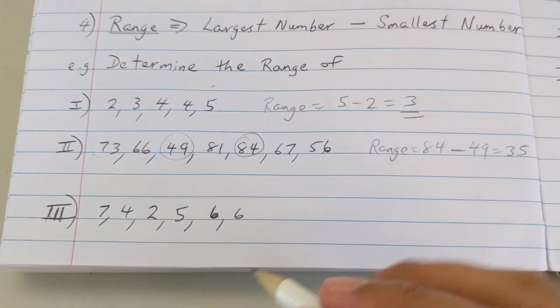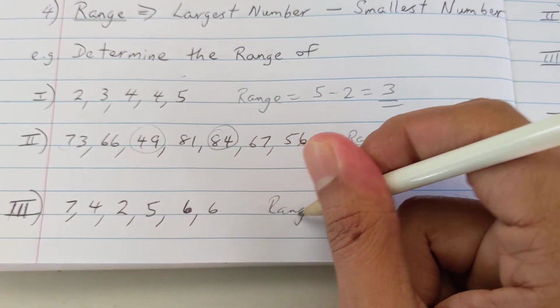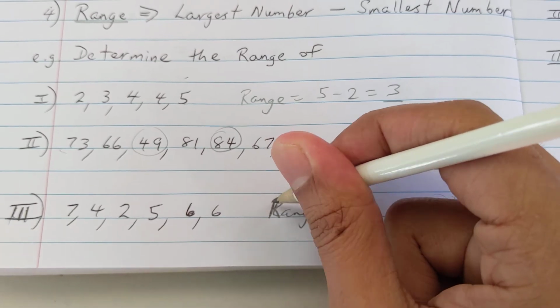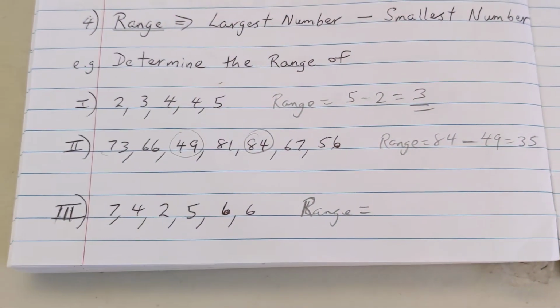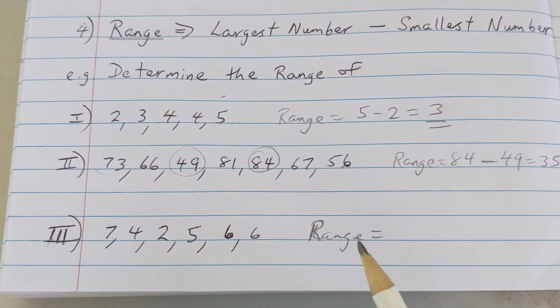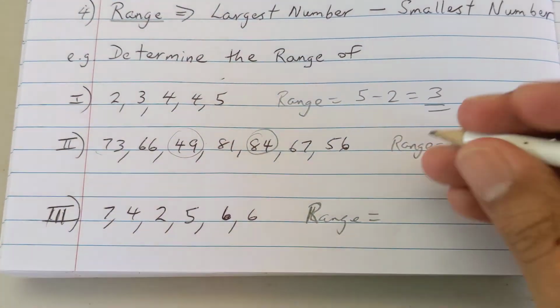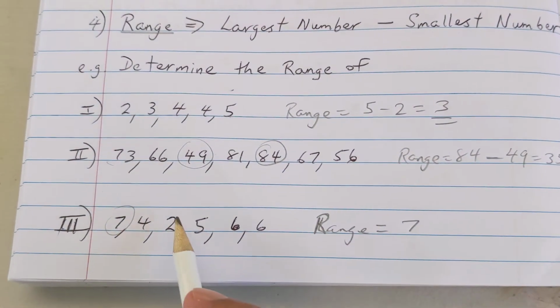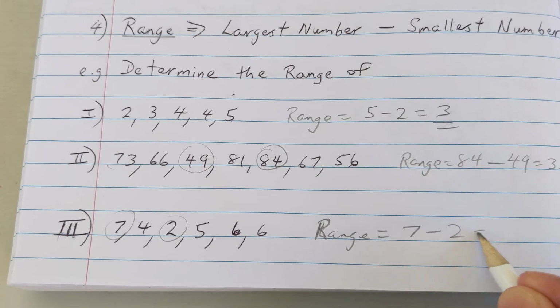And now the last one, again, the range. You realize my handwriting didn't improve over the holidays, right? I'll try and work on it a little more this time. So the highest number is 7, the smallest number is 2, so 7 take away 2, 5.